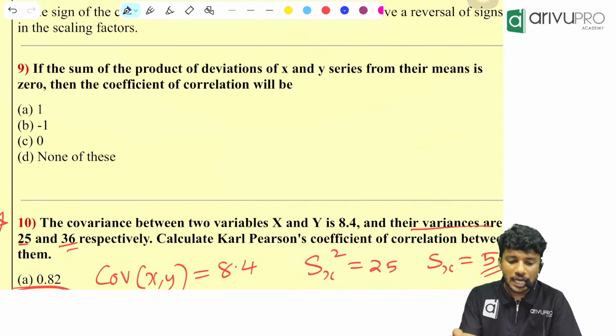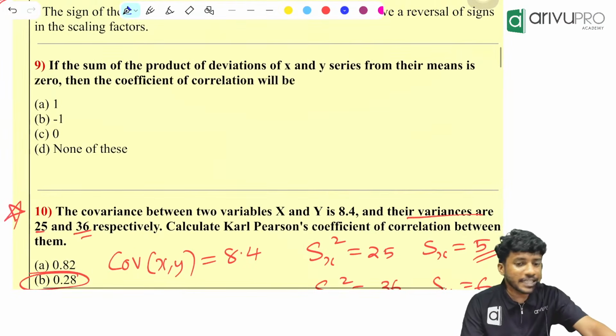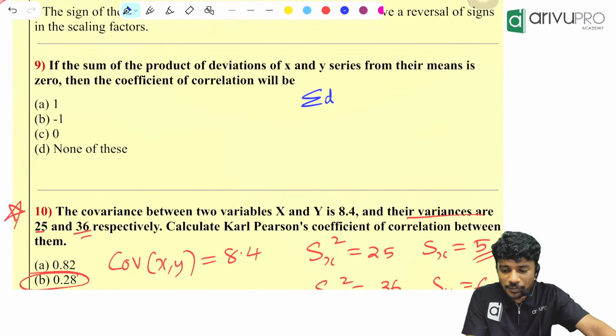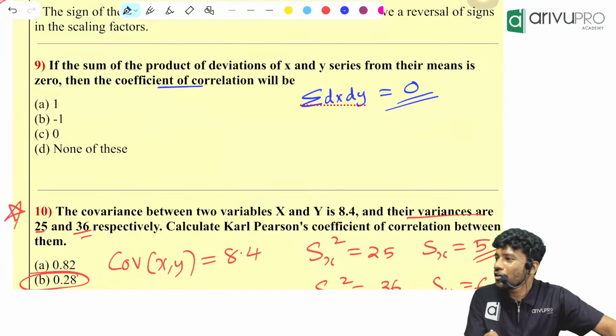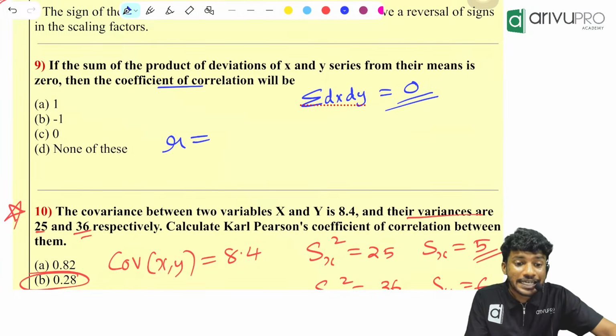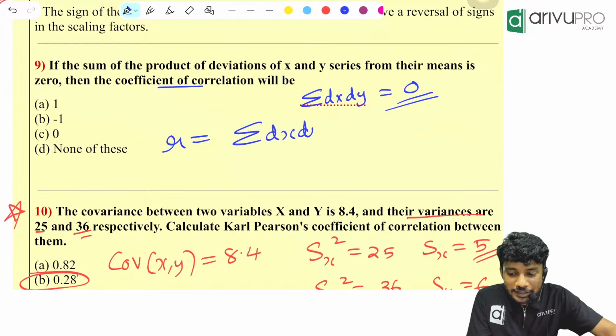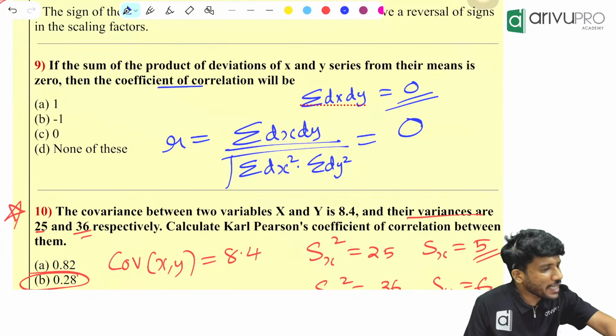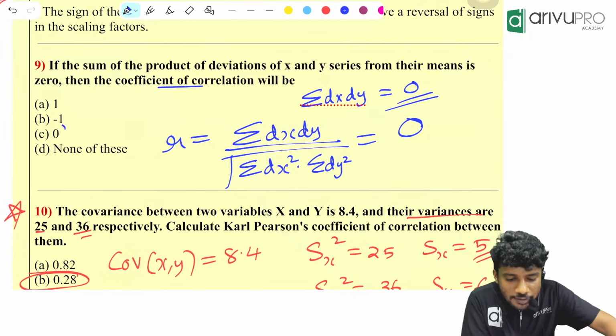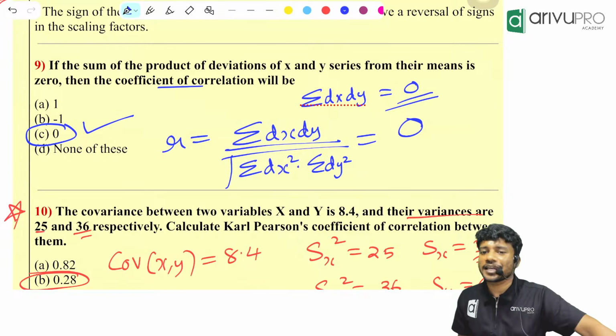Okay, Abdul. If the sum of the product of the deviation of x and y series, that means summation of dx dy, is equal to 0, then our correlation coefficient will be how much is the question. First of all, what is our correlation coefficient in terms of deviation? Sigma dx dy divided by root of sigma dx square into sigma dy square. Now the numerator is 0. 0 divided by any number is what? 0. Correct? So answer is Option C, 0. Direct question.